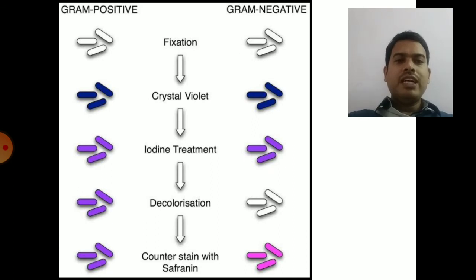So the first method, that is the staining process, which is used for the identification of bacterial species. Gram staining is the staining method that is widely used for the identification of bacterial species. So, gram positive bacteria and gram negative bacteria. How do you differentiate between gram positive and gram negative bacteria?